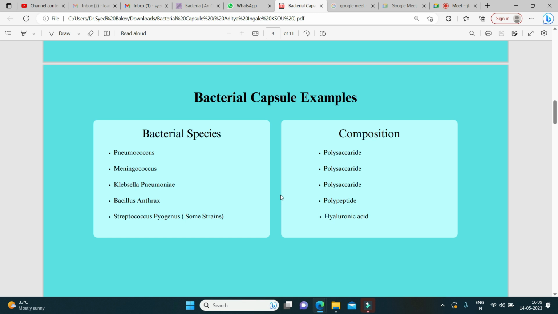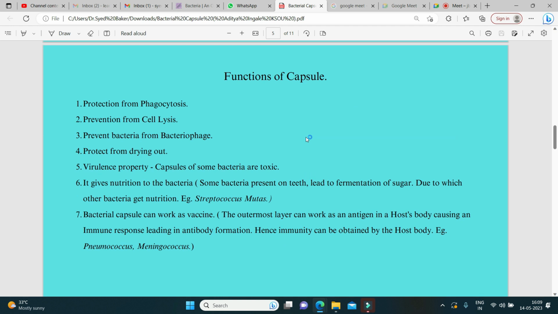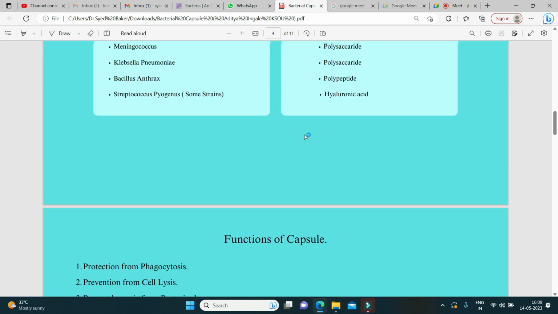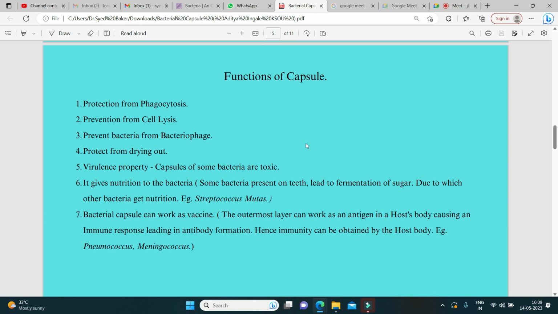As an exceptional case, Bacillus anthracis is a species of bacteria which shows polypeptide as the composition of its capsule. An amino acid in this polypeptide is glutamate. Then we see Streptococcus pyogenes. Some strains of Streptococcus pyogenes have hyaluronic acid as the basic composition of their bacterial capsule. So we understood what a bacterial capsule is and which bacterial species have polysaccharide as the major composition of the capsule. Now we'll go further to the functions of the bacterial capsule.